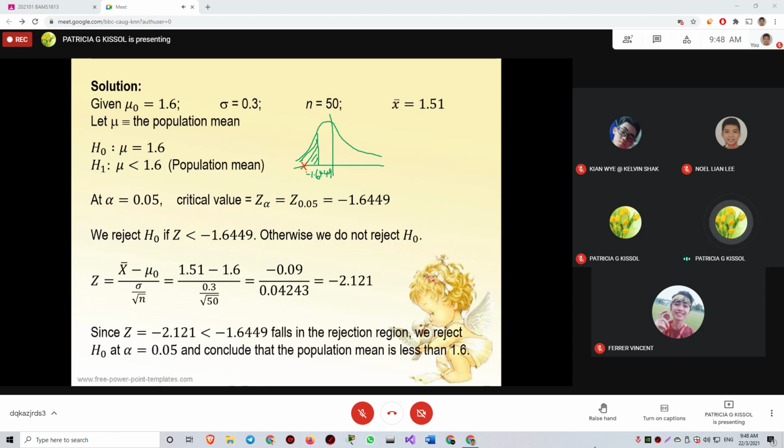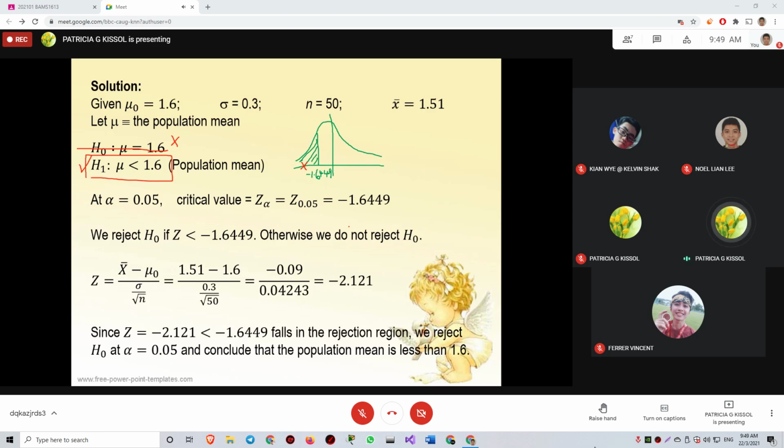And our conclusion is therefore it is in the rejection region. What do we do? We reject the null hypothesis. We don't accept it. It's rejected. Well, I don't normally use the word accept. We reject the null hypothesis at alpha equals 0.05 and conclude that the population mean is less than 1.6. That means I agree with this statement. It is less than 1.6.